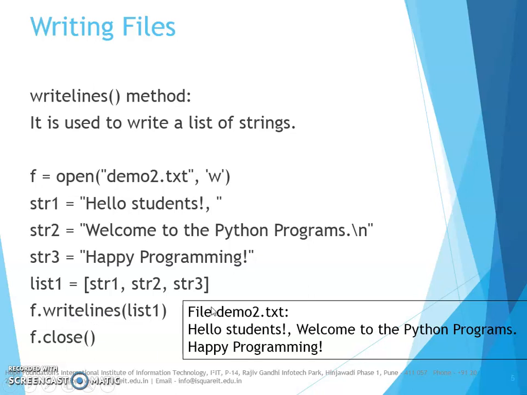Once this is executed, if you open this file demo2.txt, you will get hello students. As a comma is specified, the next string will be appended next to this first string, that is hello students, welcome to the Python programs. As here we have given a new line, the cursor will go to a new line and it will print happy programming. This data will be there in the text file.